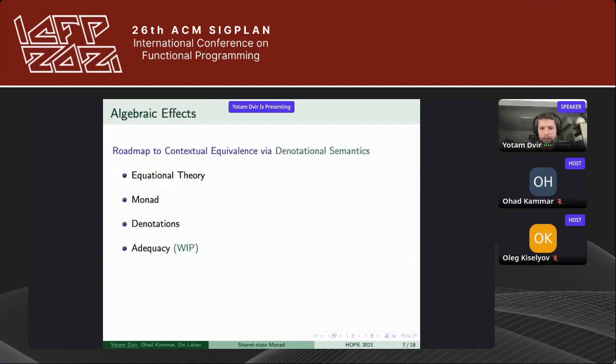Okay. So just to review, this is the roadmap that we're following. We need to define an equational theory. Then a monad will be induced, but we'll find an intuitive representation for the monad. We'll define denotations. And finally, we hope that adequacy follows, but this is still a work in progress. We've advanced toward this goal, but we still haven't reached it.